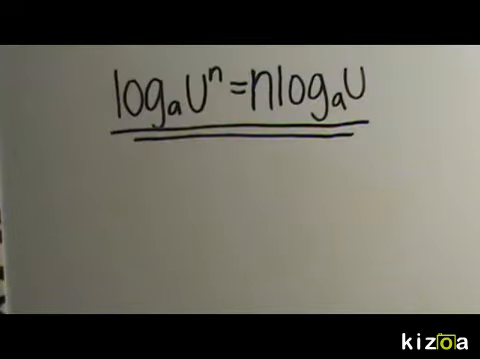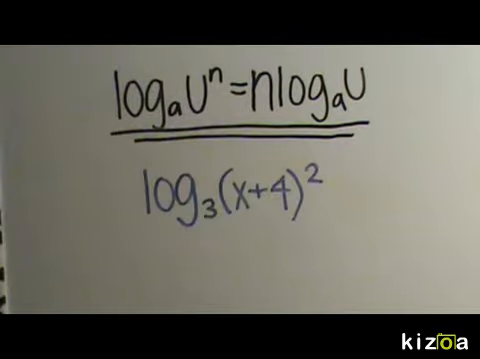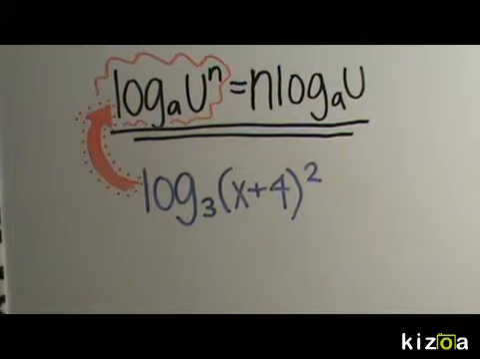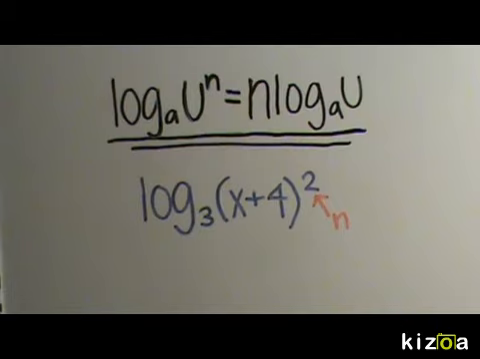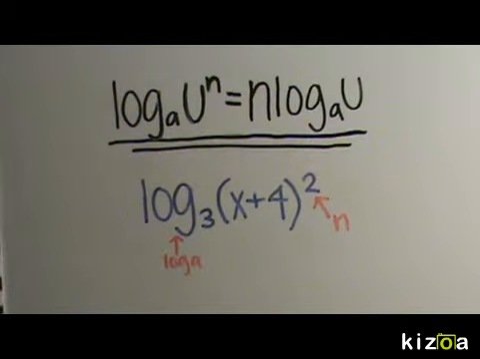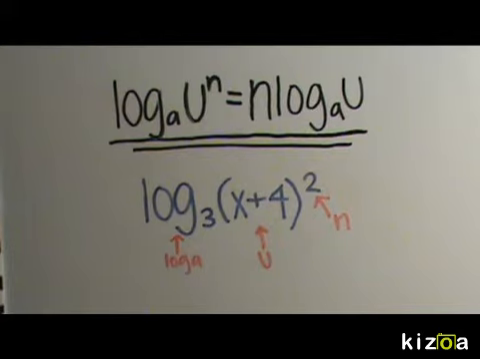Let's try an example. The base equation is posted at the top. Our example is log base 3 of x plus 4, squared. This equation is in the format on the left, so it needs to be changed to the format on the right. From the format on the left, we know that our n is 2, our a is 3, and our u is x plus 4.